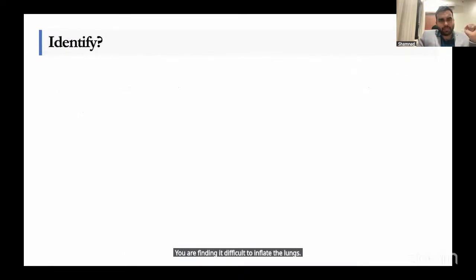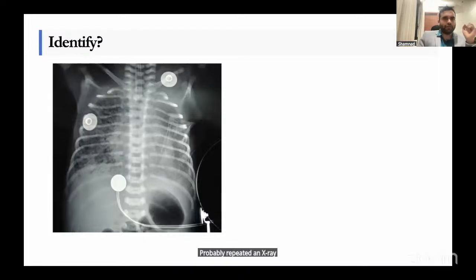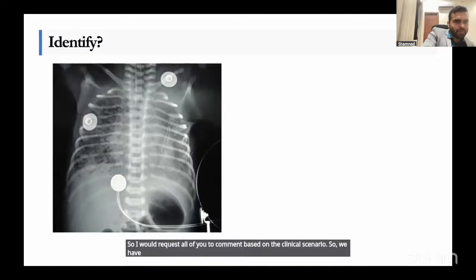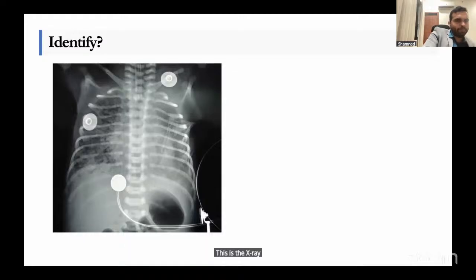So we repeated an X-ray. So what is the finding? I would request all of you to comment based on the clinical scenario. So we have a preterm who is on NIMV with a little bit higher pressure. This is the X-ray you are getting. What is your finding? Answers in the chat.